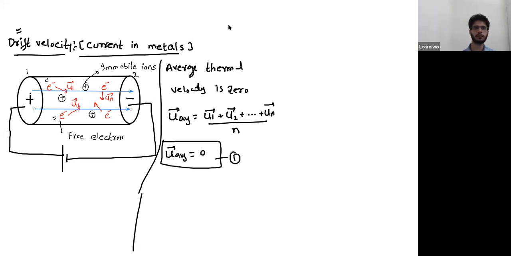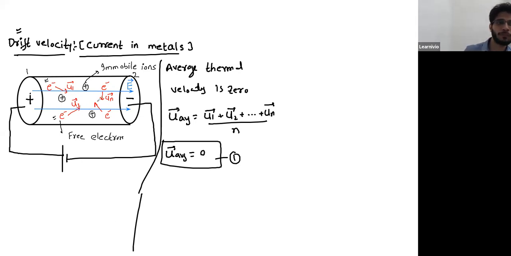This is the electric field inside the conductor, electric field E. This field is generated by this positive and negative charge. Now, if you remember, in electrostatics of conductors, we have done that the net field inside a conductor is 0.